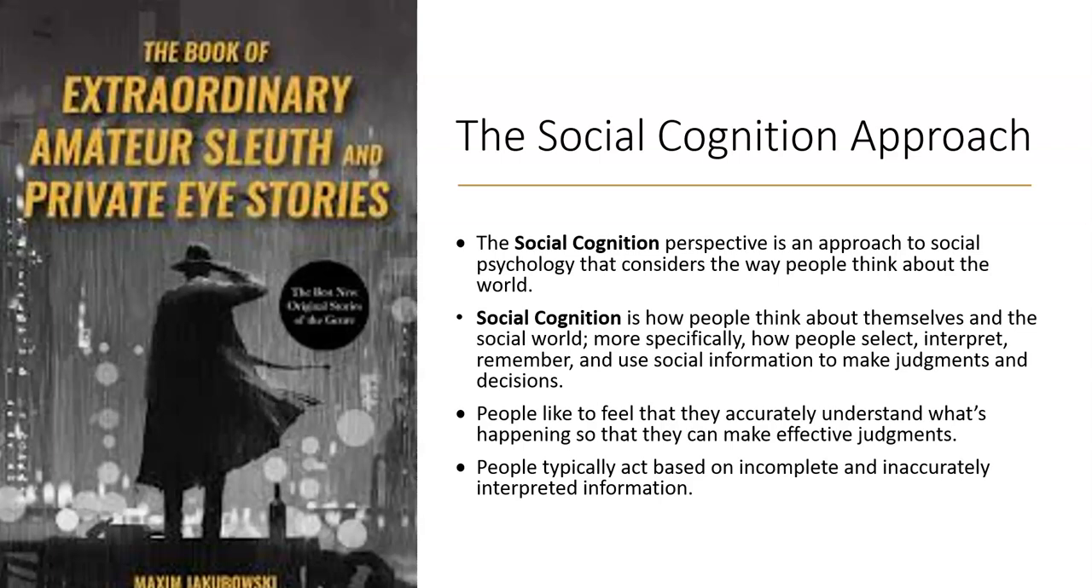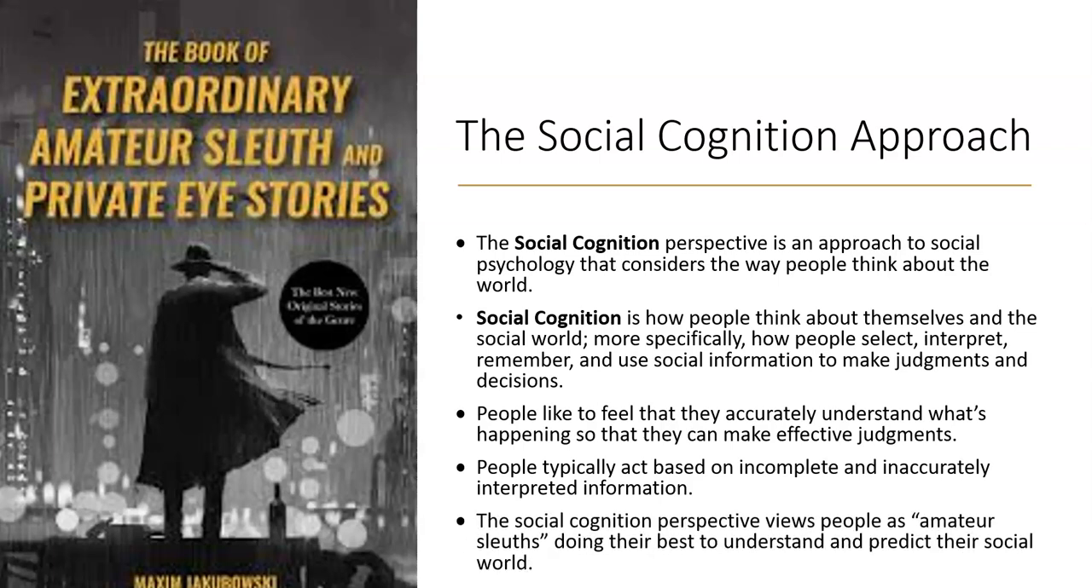People typically, though, unless they're like a super detective, people generally make a very quick appraisal of what's going on around them and feel overconfident that they have interpreted the situation properly. Social cognition perspective says, we tend to see ourselves as amateur detectives, and we're doing our best to make sense of the social world. And we tend to be irrationally confident that we know what's going on.